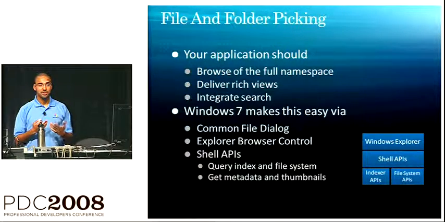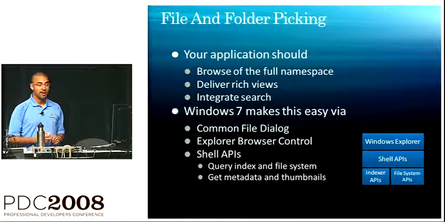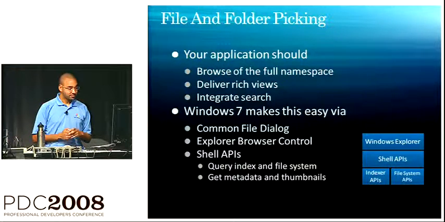And a lot of people are doing this today. Google Desktop Search, for instance, uses the Windows Search APIs. The Photo Gallery and the Windows Media Player use the Windows Search APIs. So these are ways for you to leverage what's already there and take advantage of that.